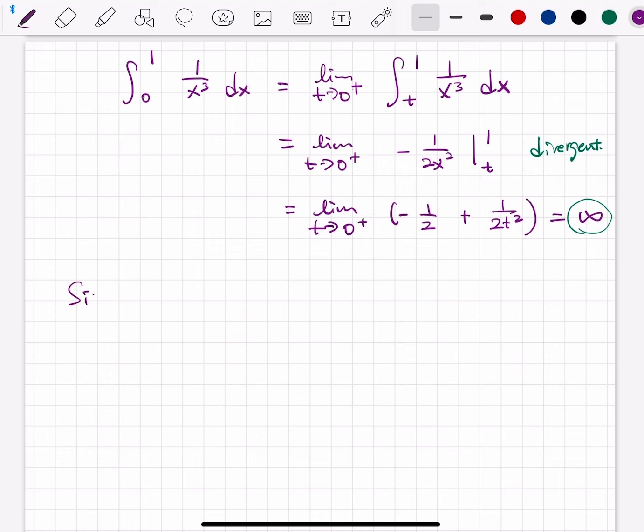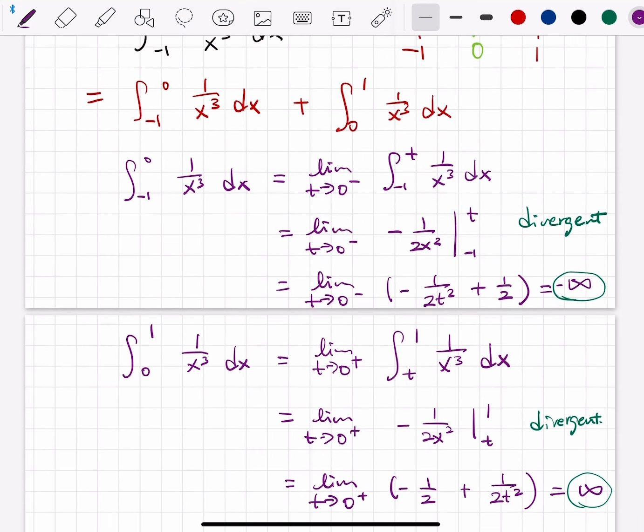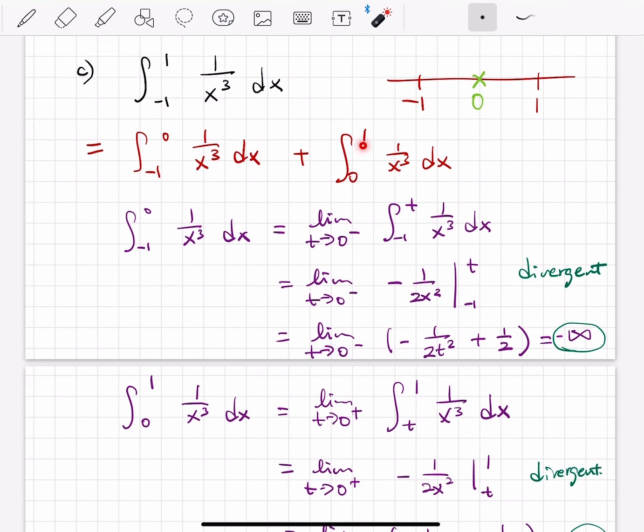So, since the integral from negative 1 to 0 of 1 over x cubed dx diverges, and the integral from 0 to 1 of 1 over x cubed dx also diverges, then the overall integral from negative 1 to 1 of 1 over x cubed dx is going to diverge. Just thinking about that, when I have a negative infinity plus another infinity, that is not going to give me any number.